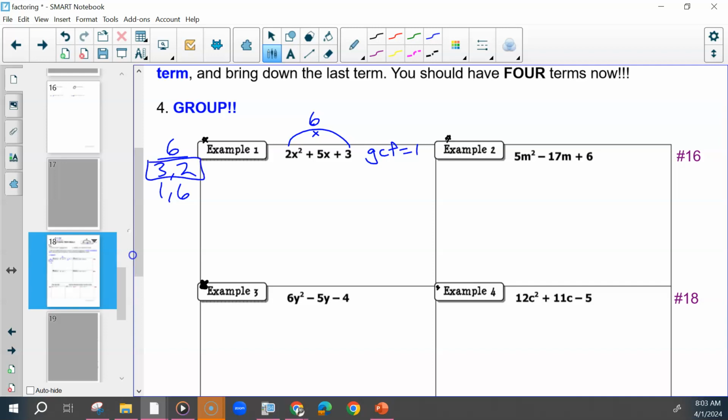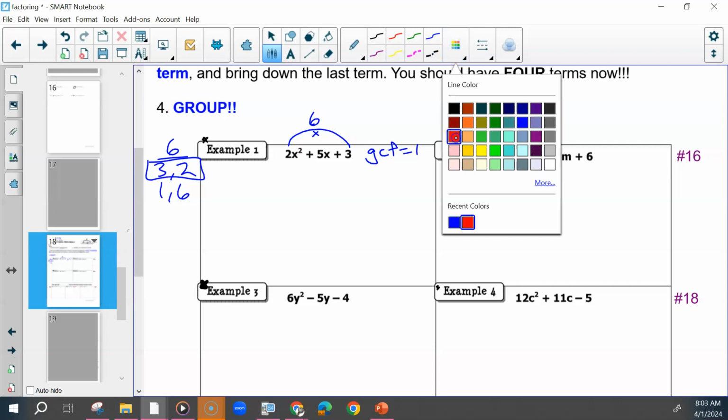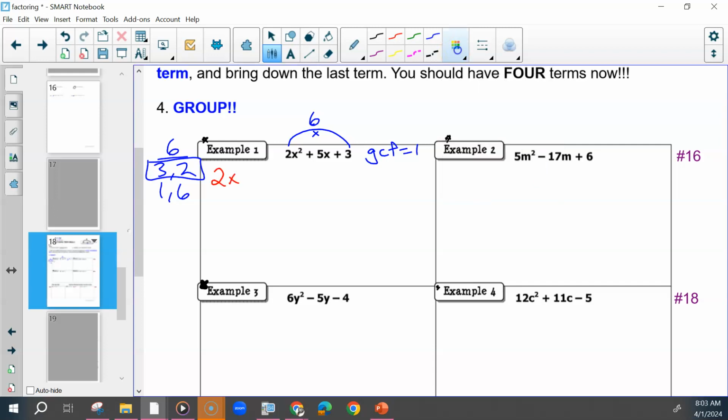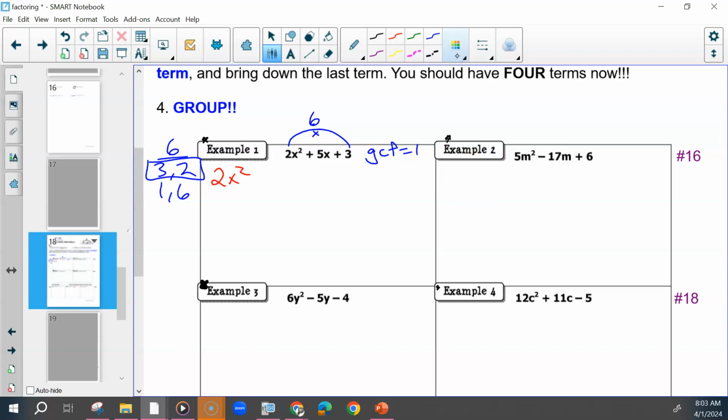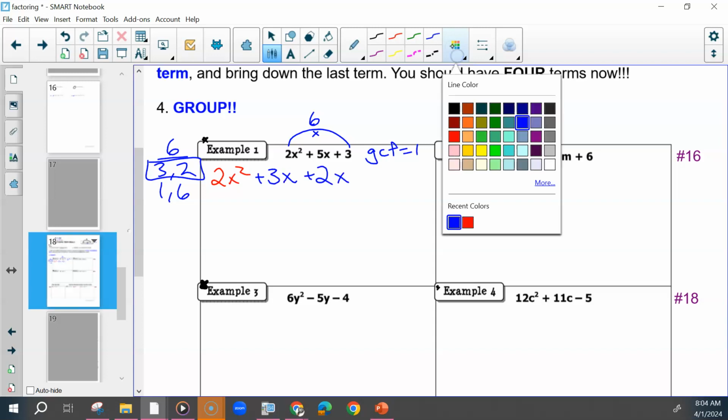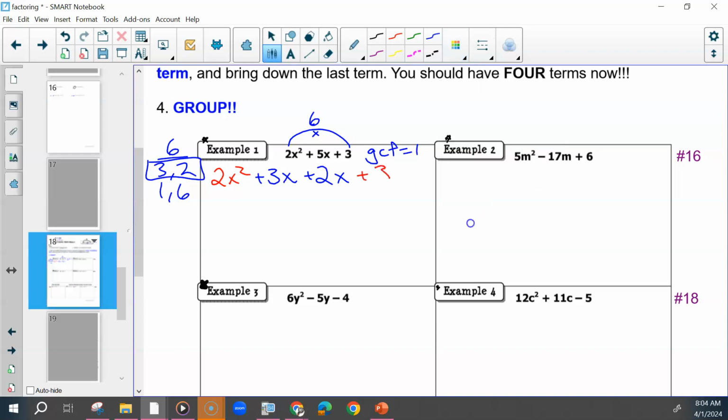So we're going to take this middle term and split it into these two new terms. The first and the last term are going to stay the same. So we're going to write 2x squared plus, it doesn't matter which order you put them, plus 3x, since this middle term had an x, plus 2x, and then plus the 3 in the end.